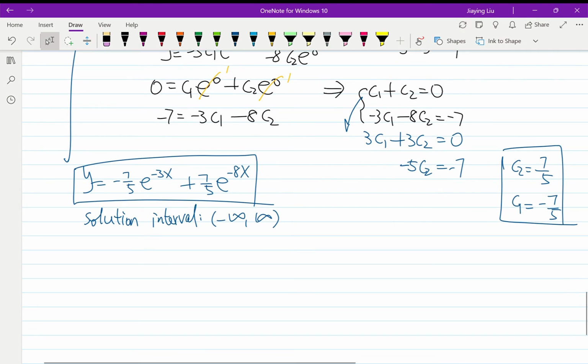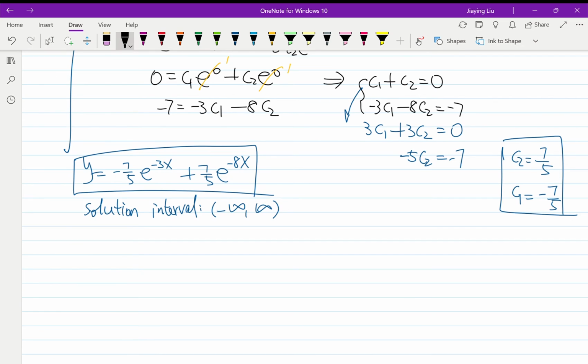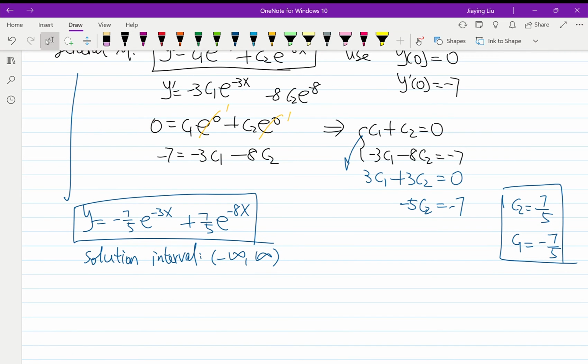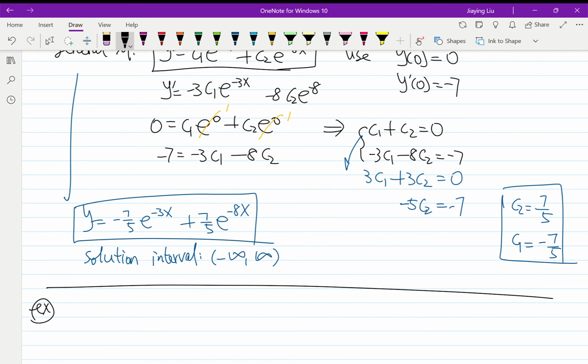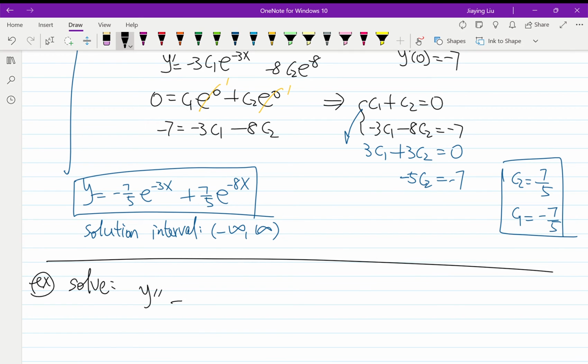All right, we got 15 minutes, so maybe I'll give you a couple more examples. Is that okay? The next example is to solve y double prime plus 14y prime plus 49y equals 0 with initial conditions y of negative 4 equals negative 1, and y prime of negative 4 equals 5.